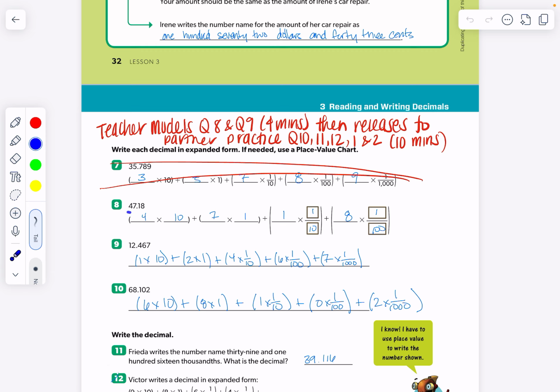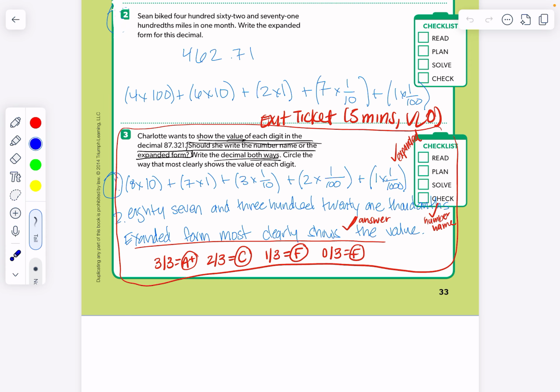identifying each place value. So the 4 is in the tens place, so 4 times 10 plus. The 7 is in the ones place, so 7 times 1 plus. The 1 is in the tenths place, so 1 times 1/10 plus. And then the 8 is in the hundredths place, so 8 times 1/100th, right? So you're going to model 8 and 9 before launching students to work on questions 10 through 12, as well as 1 and 2, before launching them into their exit ticket.